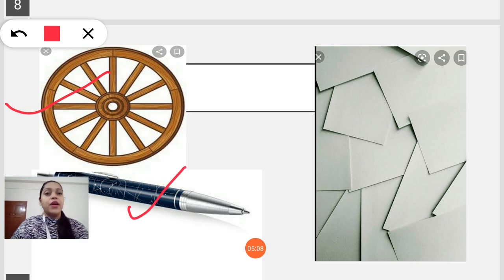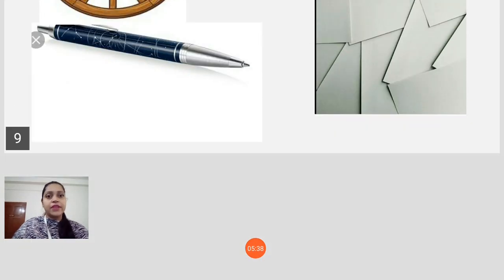Then we have the ballpoint pen, which has made writing easy. Before, pens used to be dipped in ink again and again, but now with the help of ballpoint pens, once you start writing you can continuously go on writing. Then we have paper. What did the Chinese do? The Chinese before used paper to wrap delicate materials, but now paper is used for writing. So this is a very important invention.